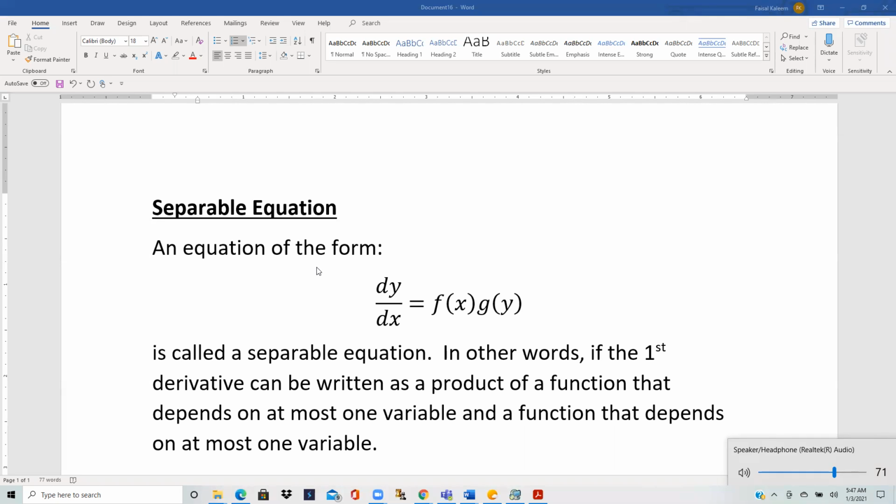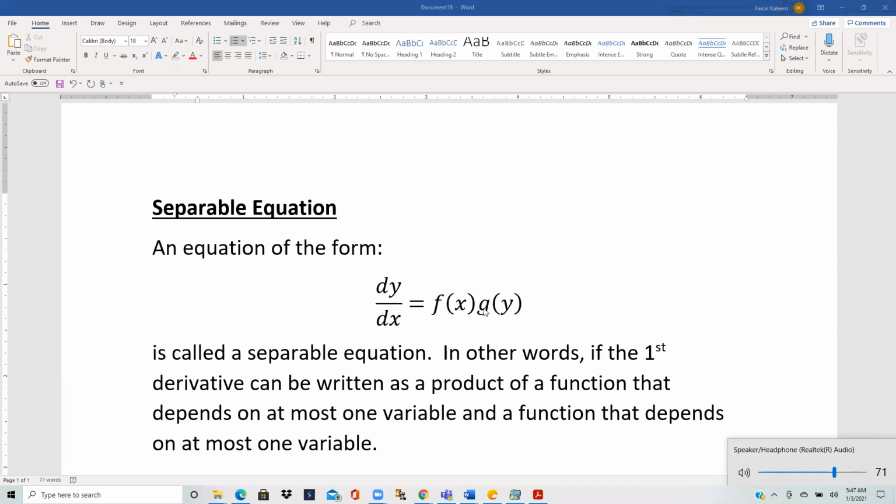A separable equation is an equation of the form dy over dx equals f of x g of y. What that means is that if you can write the first derivative as a product of a function of one of the variables times a function of the other variable.